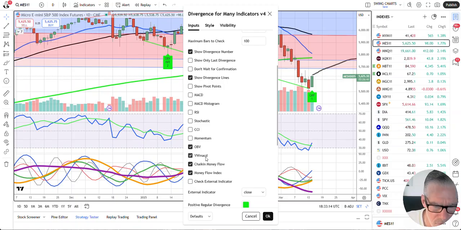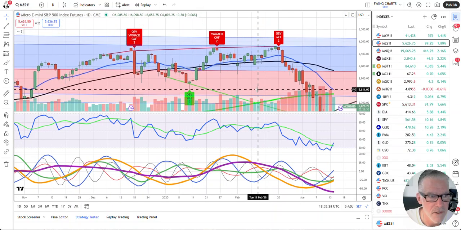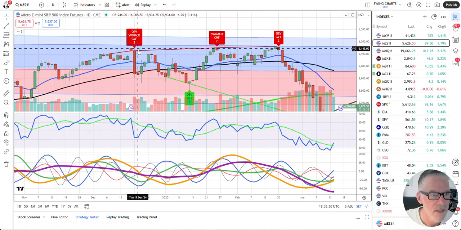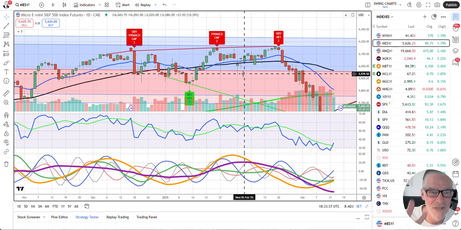I'm going to keep on the volume-weighted MACD, the Heiken money flow, which is flows in, flows out, and the money flow index. Keep on those 4 because those are all dealing with volume. And then we can see what it looked like up here at the top. Here we've got 3 tops, 3 different bearish divergence readings.